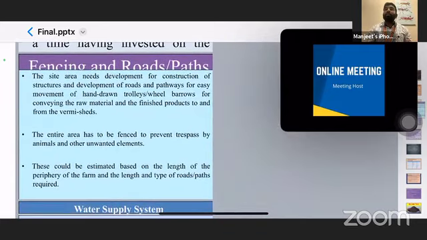Next is the fencing and road. The site needs development for construction of structures and development of road pathways for easy movement of hand drawn trolleys and wheelbarrows for conveying the raw material and finished work to and from the vermi shed. The entire area has to be fenced to prevent trespass by animals or other unwanted elements. These could be estimated based on the length of the periphery of the farm and the length and type of road pathway required. Input investment costs vary from location to location.